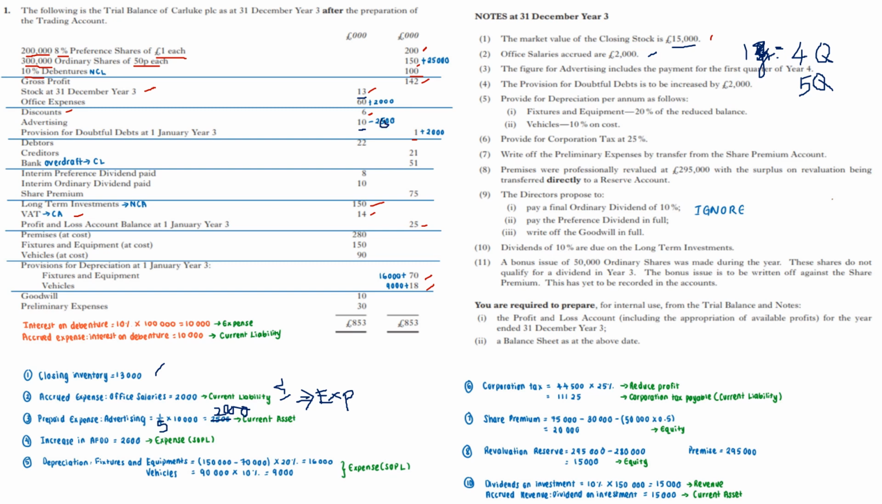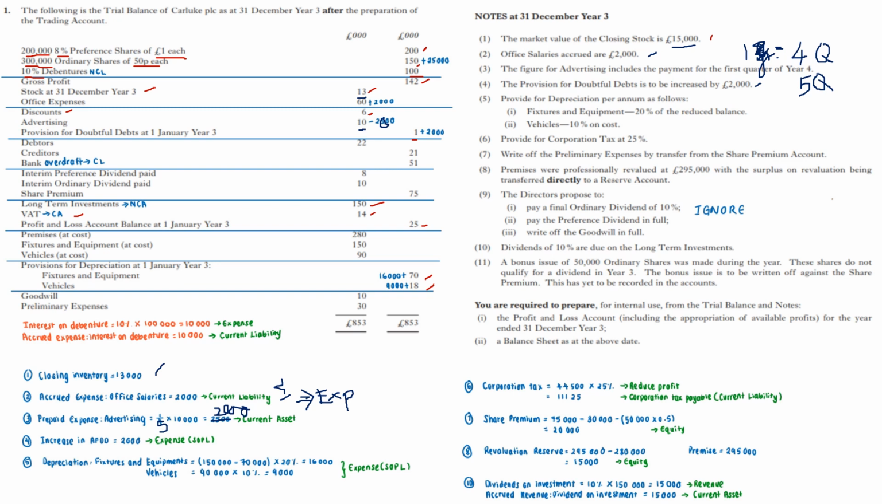Okay, so it becomes 8,000 only that you'll record as your advertising expense. Later when you see the answer, you can see how it's recorded. Right. Next, provision for doubtful debts to be increased by 2,000.